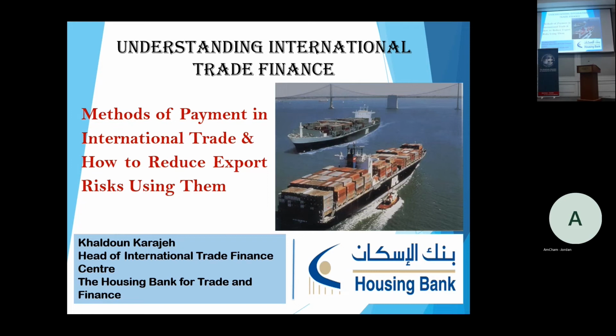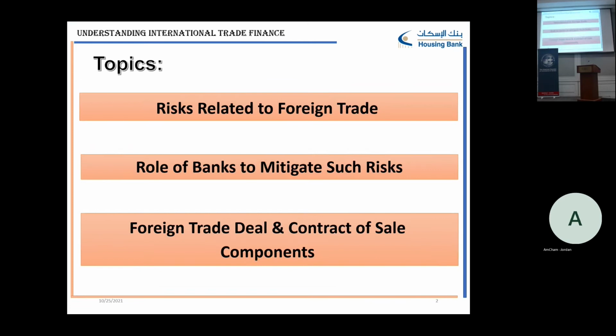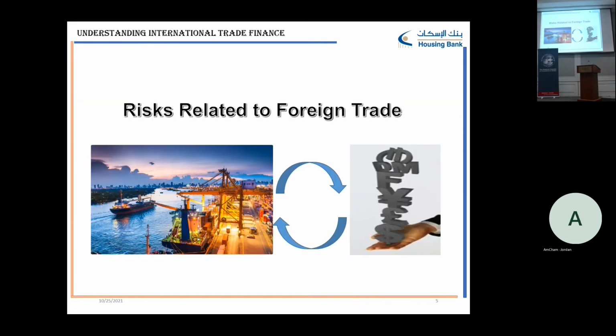We will start now to see what risks may face our traders, whether exporters or importers. Risk related to foreign trade. In this session, I will try as much as I can to give some advice to our traders, exporters and importers, to improve their participation in the trade deal and how they can mitigate the risk in the trade transaction. Because any trading transaction will not have zero risk. There will be a risk, but they must act to reduce this risk as much as they can.